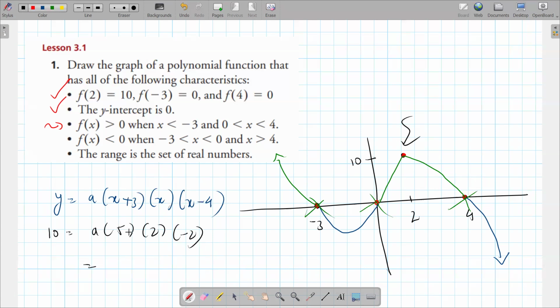Like that. So what is this? -20. So a is -1/2. So for the final answer, it's -1/2 times that times that times that. Does a being negative make sense here from the curve? Is a negative or positive? If you look at the curve for a cubic function, negative. Negative, so it does make sense, okay? It does make sense. So that was not too difficult. So let's keep going.